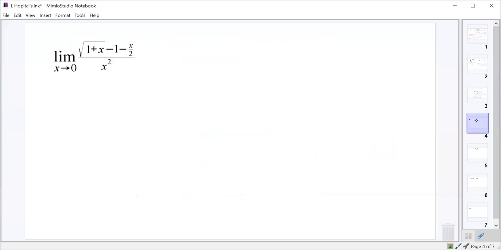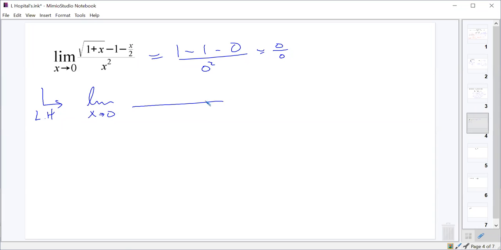What should we do first? Plug in 0, which gives us square root of 1, which is 1, minus 1 minus 0 over 0 squared. So definitely 0 over 0, right? So using L'Hopital's rule, we should get the limit as x approaches 0. What's the derivative of the denominator? 2x. What's the derivative of root 1 plus x?